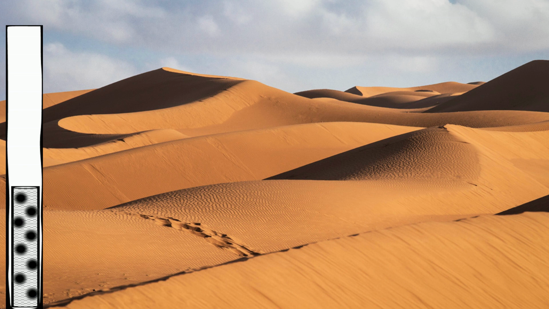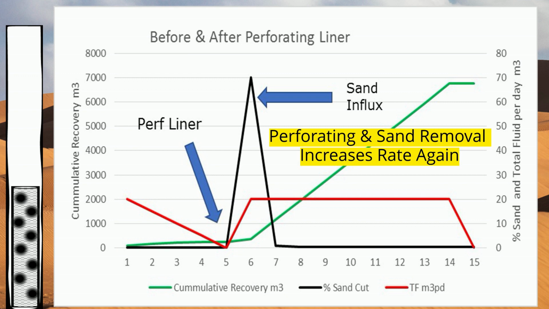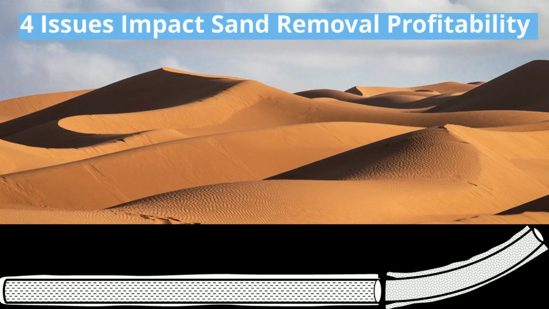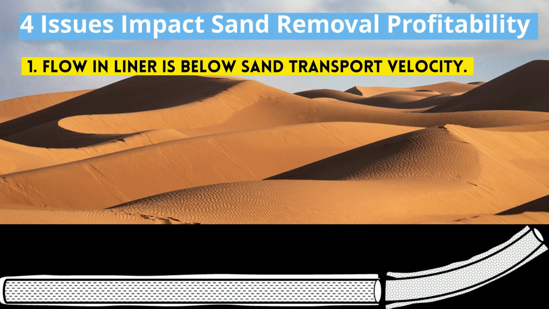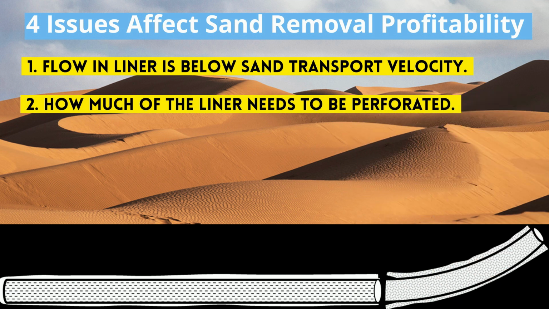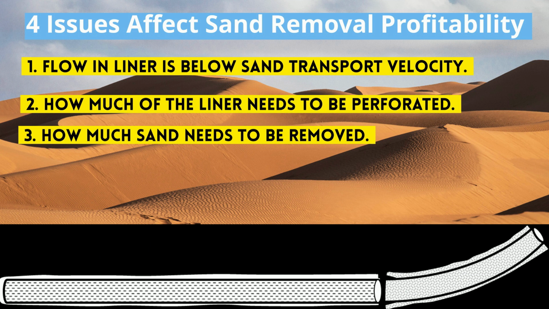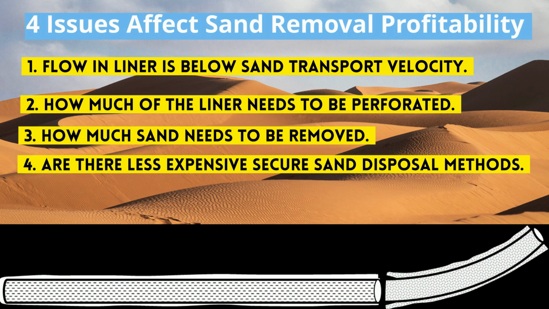Perforating slotted liners in vertical wells increases rate after the initial influx of sand is removed. Maximizing overall profitability from perforating a slotted liner requires addressing these four issues. Production rate in the liner is too slow to transport sand. How much of the liner needs to be perforated? How much sand needs to be removed? Are there less expensive, secure methods of sand disposal?